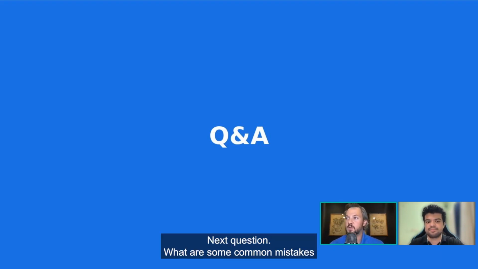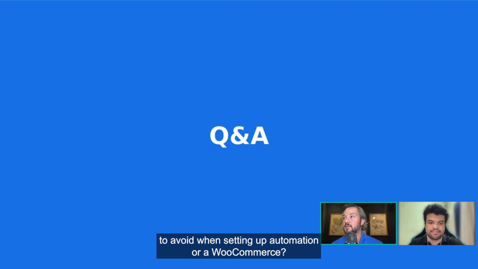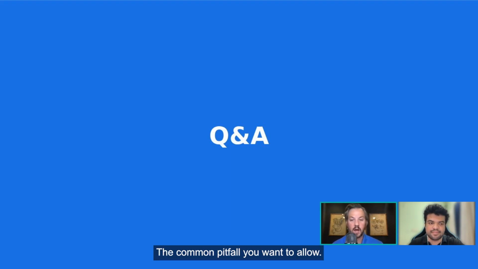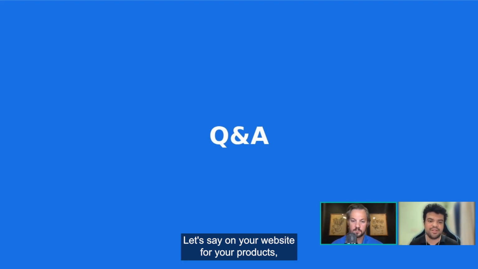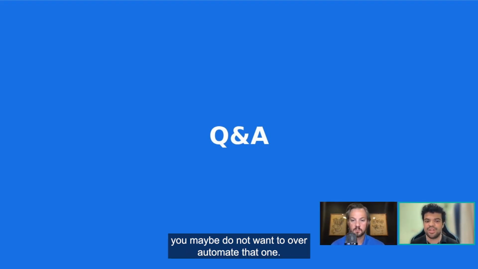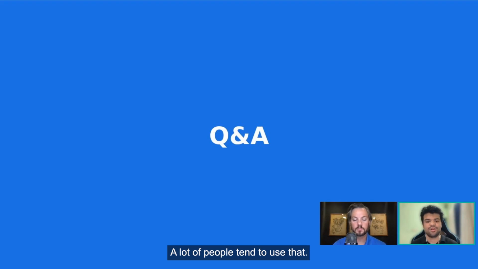Yep. Okay, next question. What are some common mistakes to avoid when setting up automation for a WooCommerce website? Any common pitfalls that you want to call out? Okay, so let's say that you have customer support on your website for your products. You maybe do not want to over automate that one. You might need some support agents for that. A lot of people tend to use AI there.